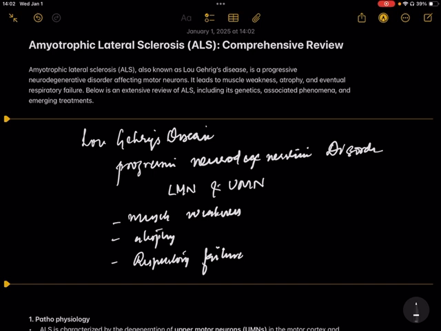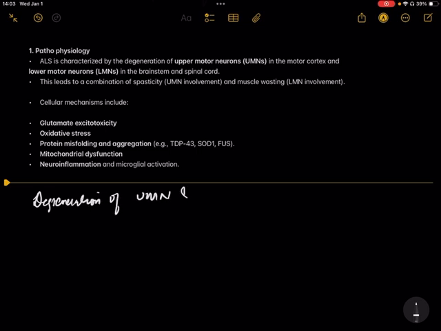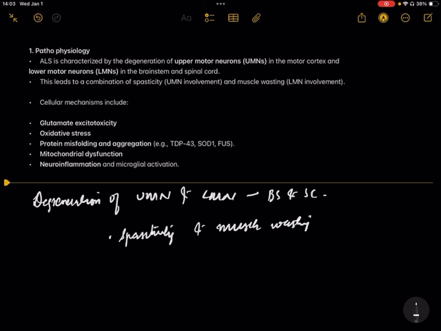So let's look into the details of the disease, the pathophysiology of which involves degeneration of both upper motor neurons and lower motor neurons in the brainstem and spinal cord. This leads to a combination of spasticity, which is due to involvement of upper motor neurons, and muscle wasting, which is a feature of lower motor neuron involvement.